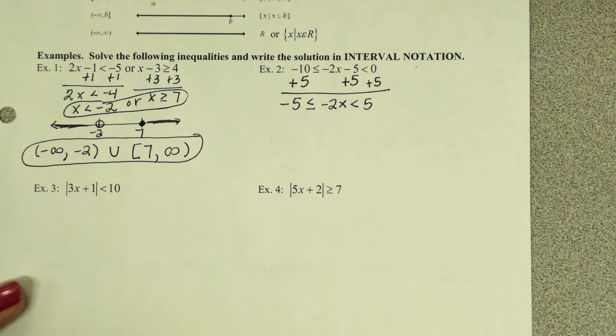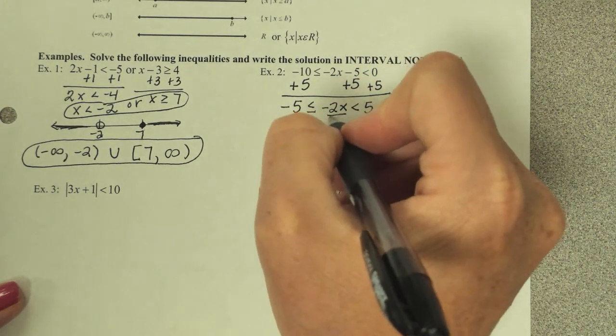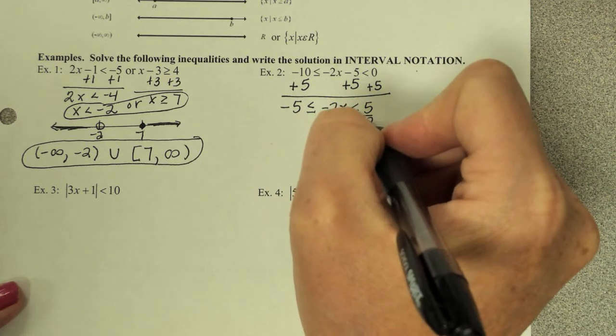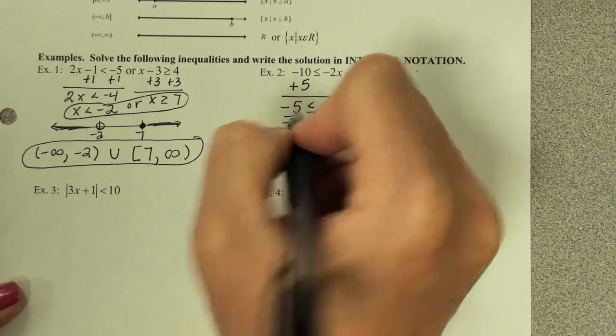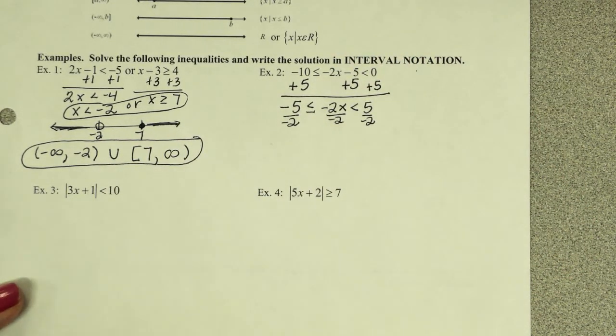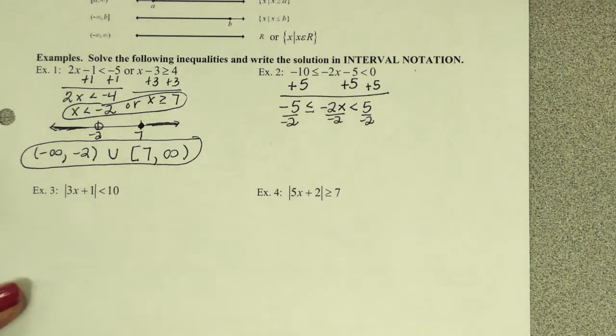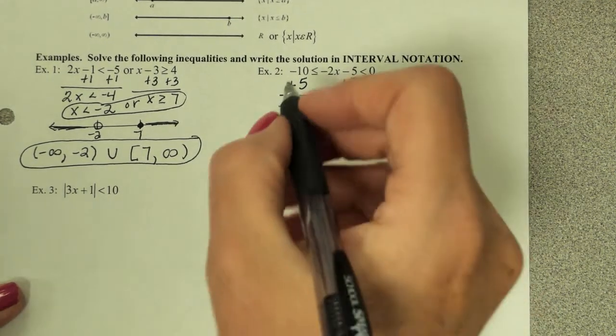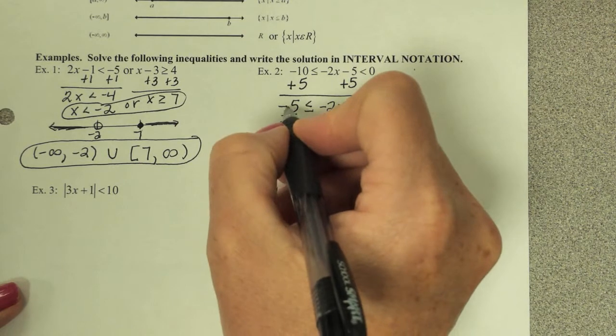All right, what would we have to do now, you guys? Divide by -2. So I have to divide by -2 here, divide by -2 here, divide by -2 here. Does anybody remember what happens to the inequality? Yeah, you have to flip the sign. Exactly. We have to flip these inequalities.